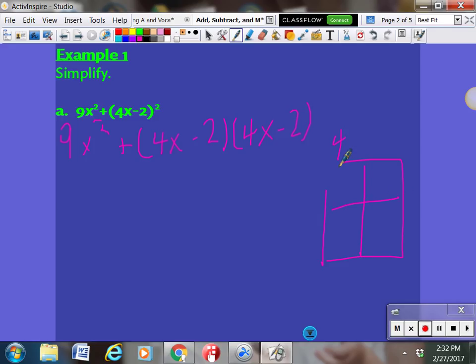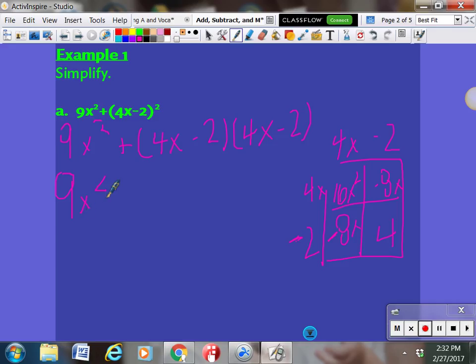So I have 4x and negative 2, and I have 4x and negative 2. 4x times 4x is going to be 16x squared. 4x times negative 2 is negative 8x. Negative 2 times 4x is negative 8x. And negative 2 times negative 2 is positive 4. Then when you're done, you're going to write your answer out.